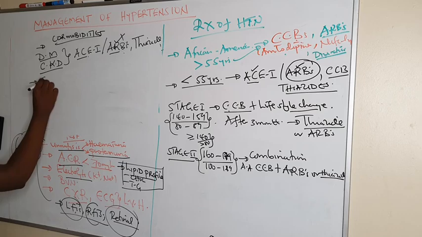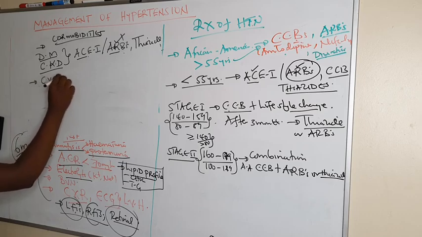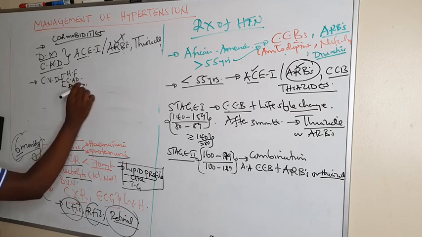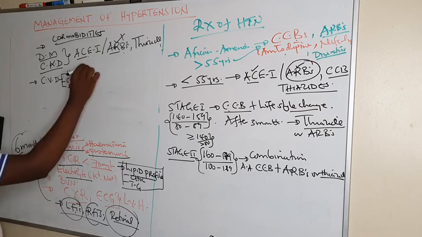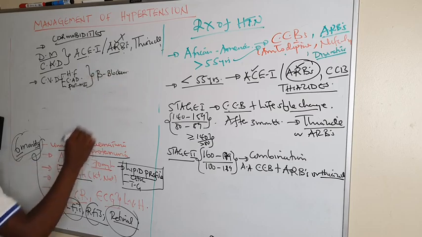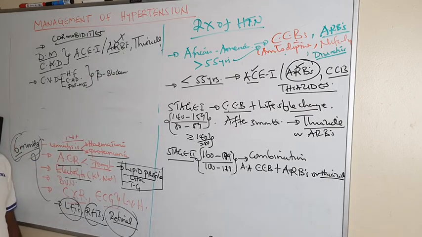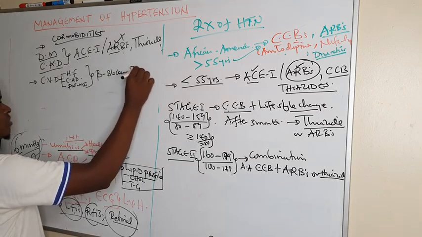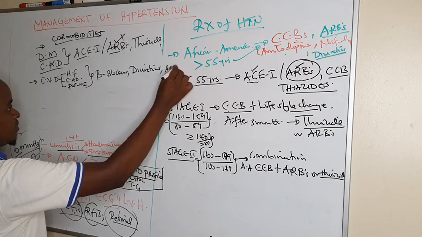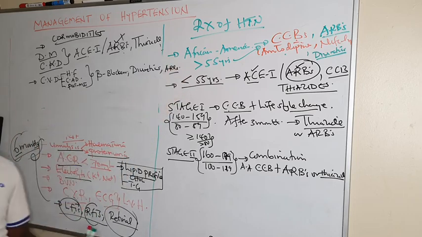Then patients with cardiovascular diseases, CVDs, especially we can have heart failure, coronary artery disease, post-myocardial infarction. These patients can be given beta blockers. Beta blockers can be drugs of choice. If not beta blockers, we can give diuretics, and followed by diuretics, then lastly we can give ACEs or ARBs. That is for people with cardiovascular problems.